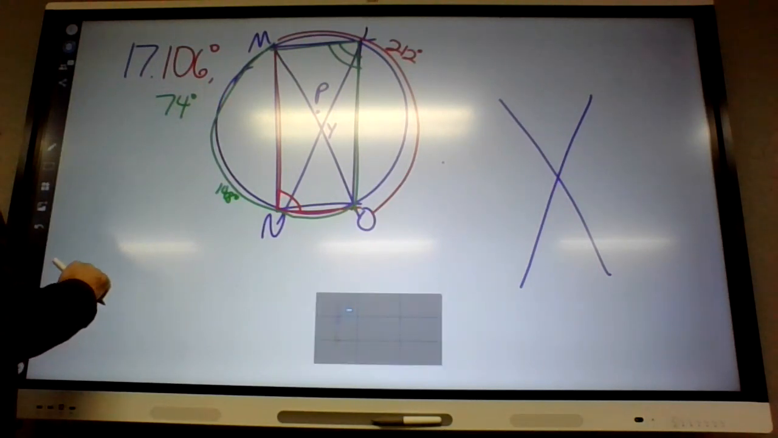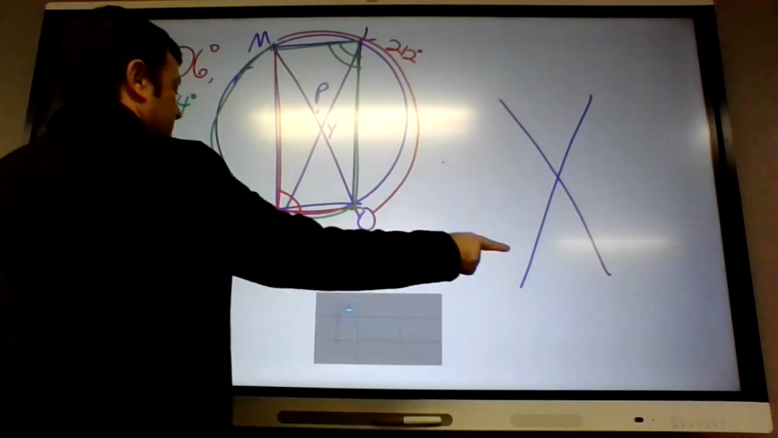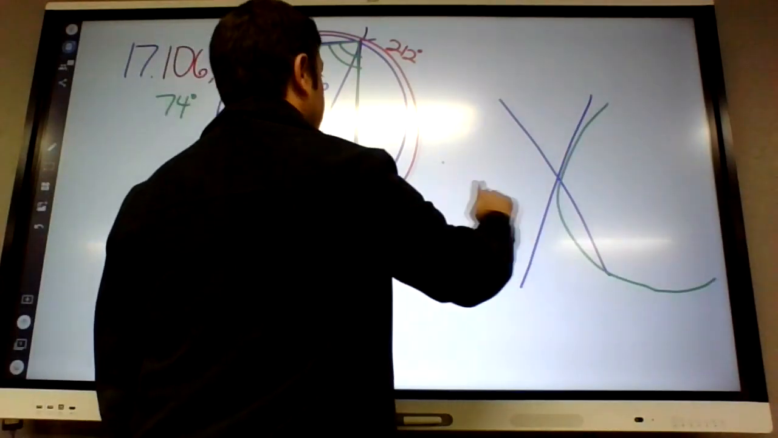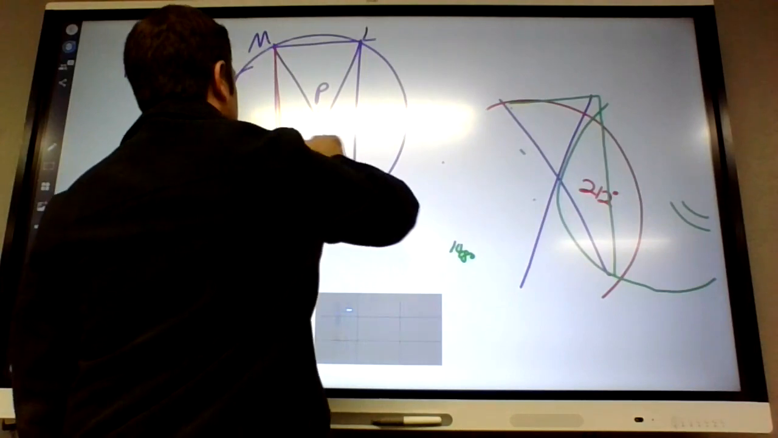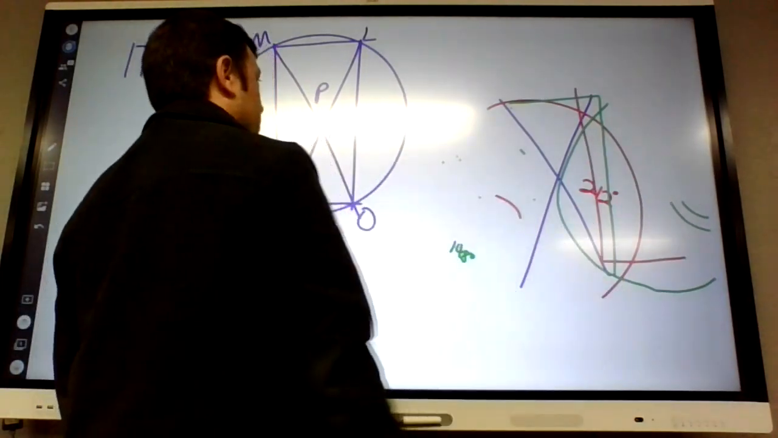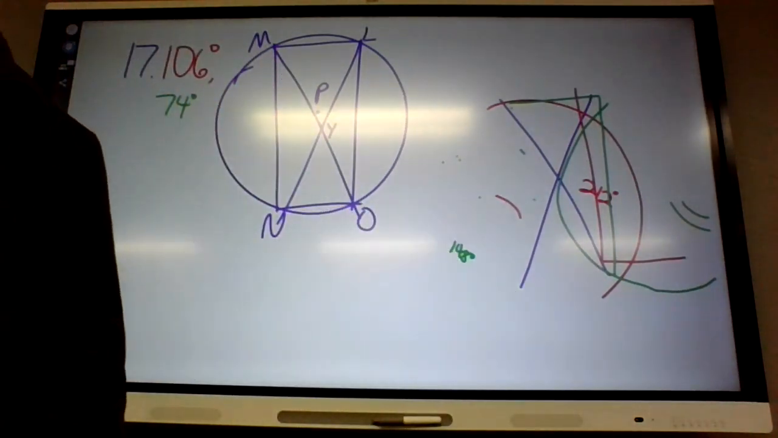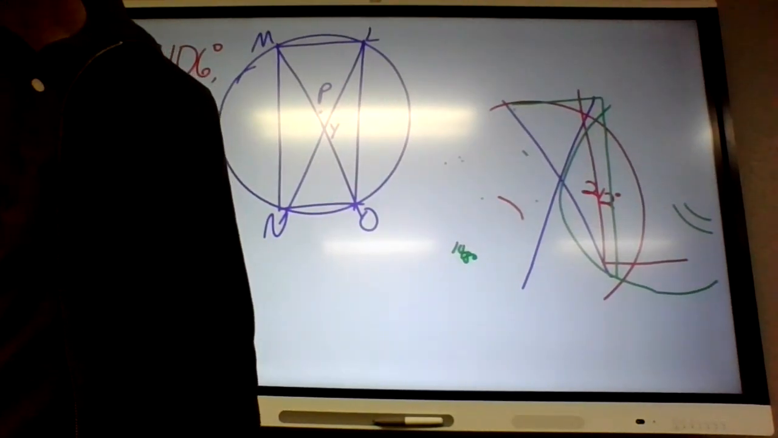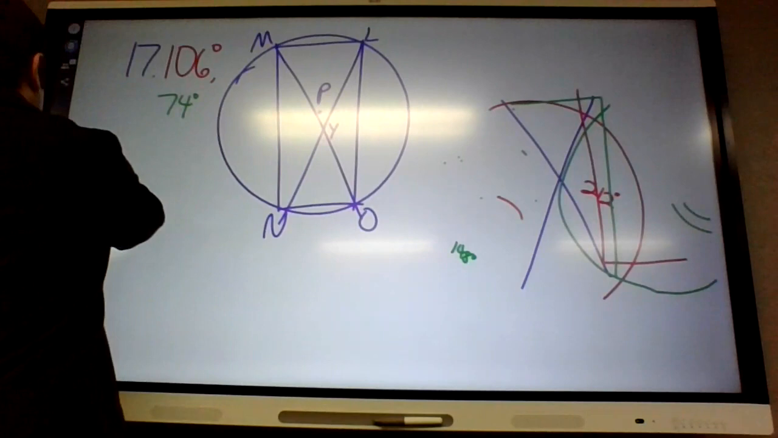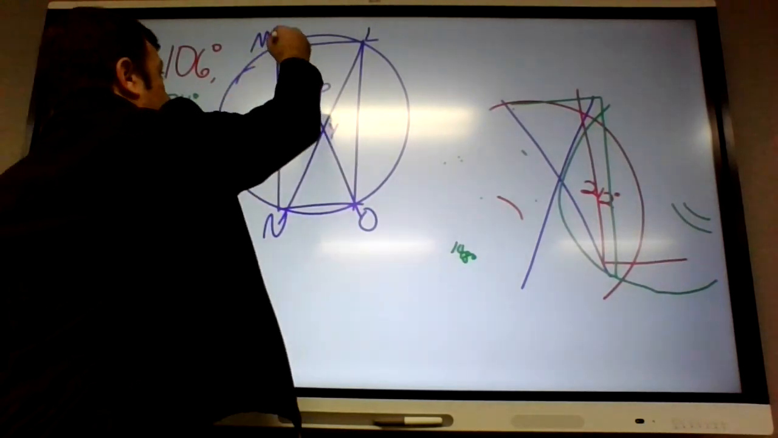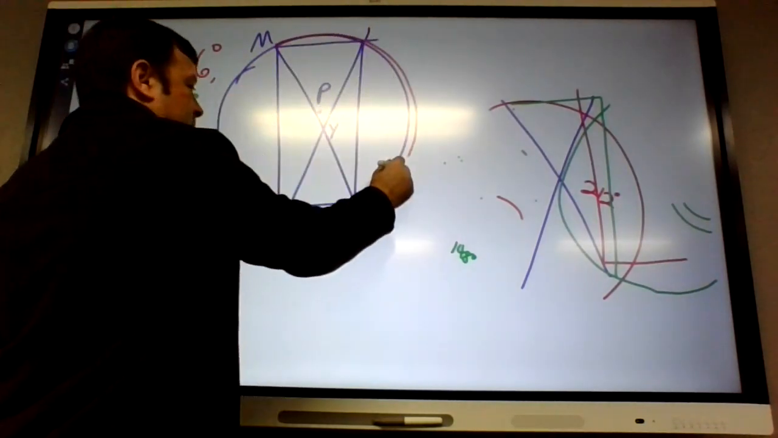Oh, actually, can I throw this away without screwing it up? I'm a professional, smartboard easy. Look at that. Alright, 19, arc MLO is 240. Oh, I could have left that red thing in there. Okay, this time it's 240, it's a little bit bigger.